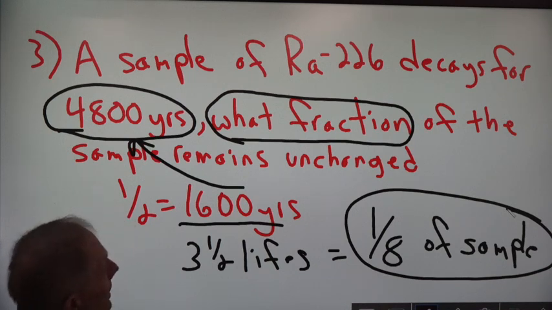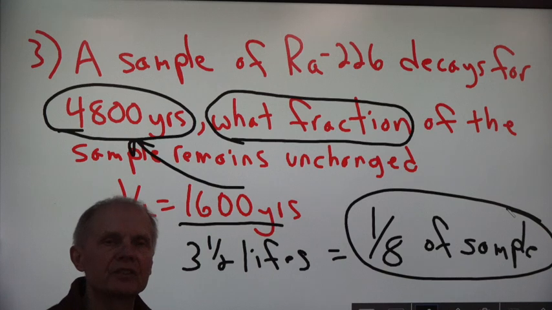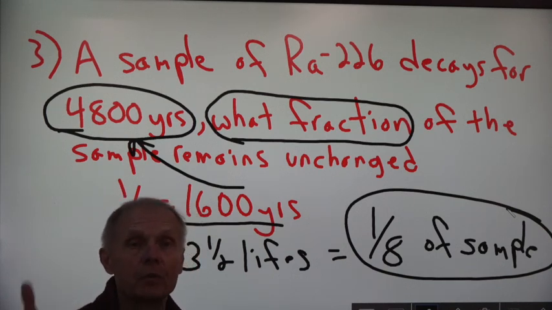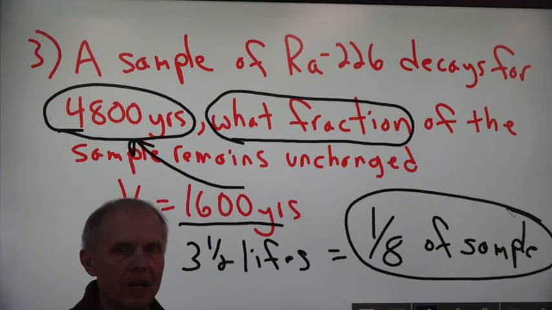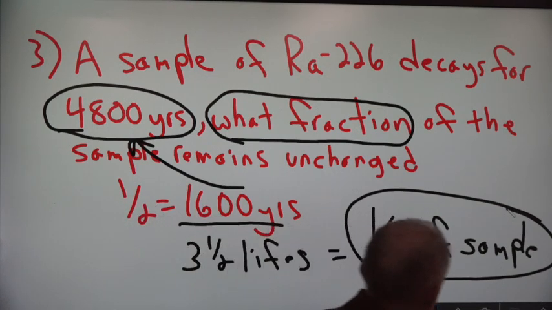Long time. So if it doesn't give you a gram number and it says what fraction of the sample, you've got to go with 1/2, 1/4, 1/8, 1/16, 1/32. But once again, the first thing you have to find is how many half-lives. Okay. Next. This is really different. This is number 4.